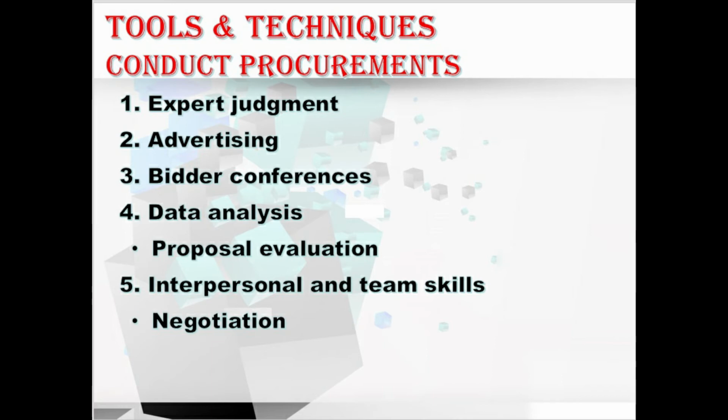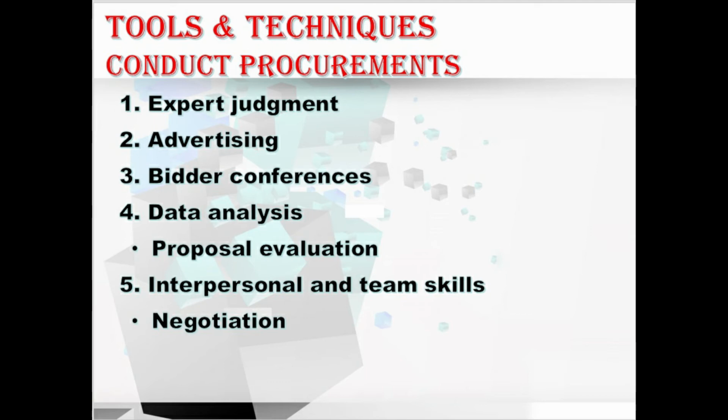Moving to the next technique, we have interpersonal and team skills, which contains the negotiation. As explained in my previous sessions also, it is the main key technique in the interpersonal and team skills. Negotiation is a discussion aimed at reaching an agreement. It's a simple definition. And in this process, the procurement negotiation clarifies the structure, rights, and obligations of the parties and other terms of the purchases so that the mutual agreement can be reached prior to signing the contract. Hope you understood what negotiation is with respect to conducting procurements.